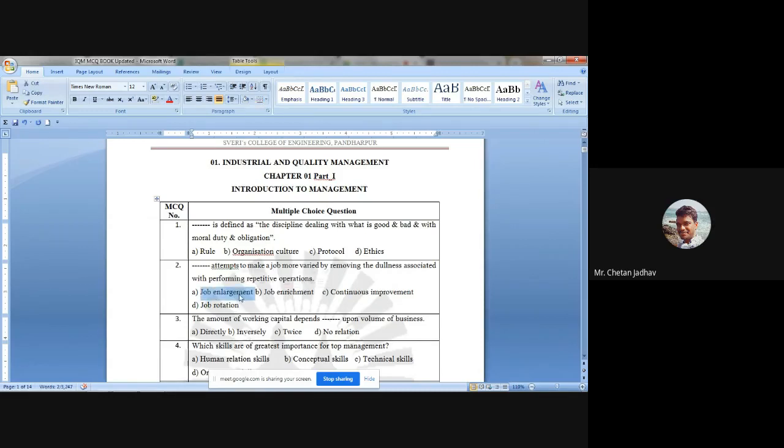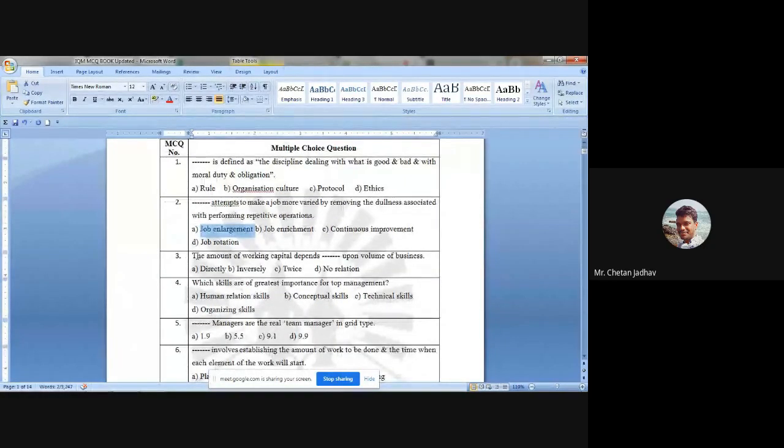First is job enlargement. Second is job enrichment. Job enlargement means we increase the jobs. Enrichment means we just increase their look and size. Continuous improvement means we only improve the design. And last one is job rotation, which means we simply rotate jobs. That is not sufficient to create variety of jobs. C is also not possible, as it is only for improvement, not producing a new job. Enrichment is also just giving an aesthetic look. So the correct answer is job enlargement, option A.